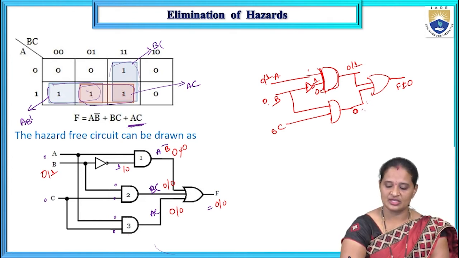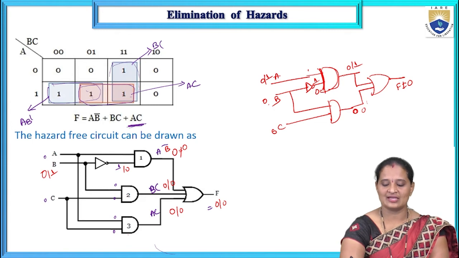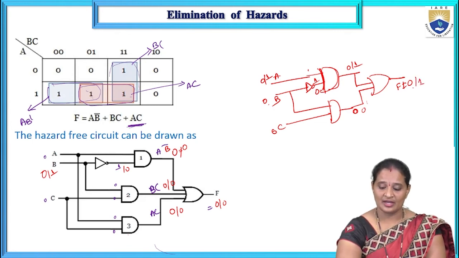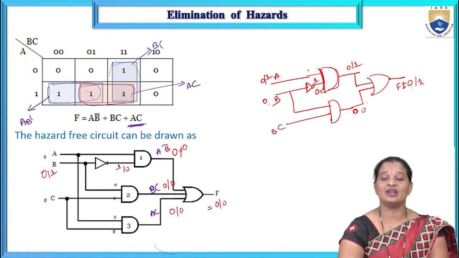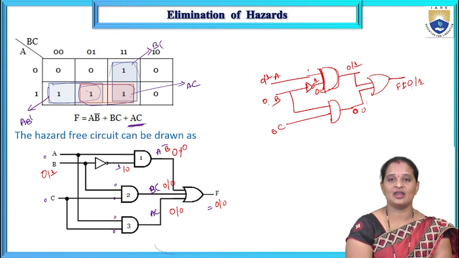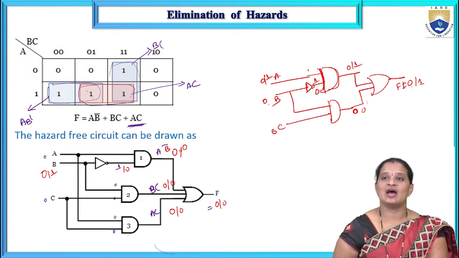Whereas this is 0 again. So actually as this is 1, it has to change to 1 here. But it is remaining 0, where it has to go back to 1. So that means here there exists a static 1 error, which is going to be eliminated by using this circuit. So that is how you can eliminate the hazards.